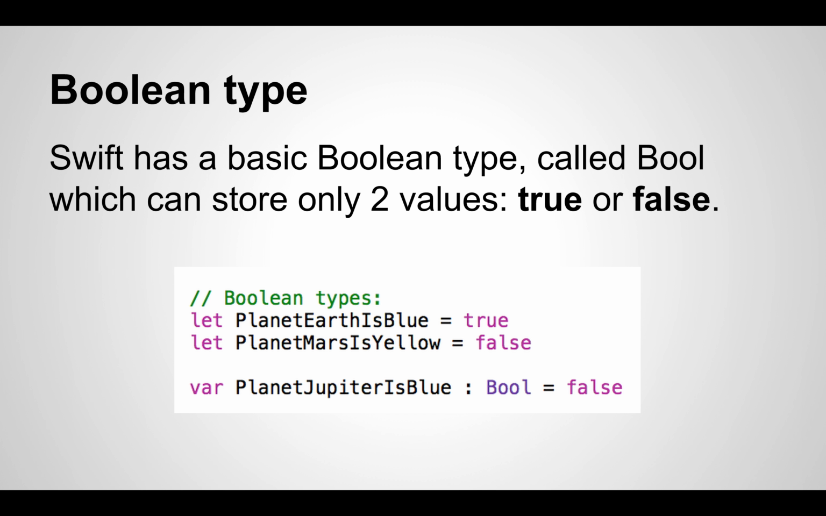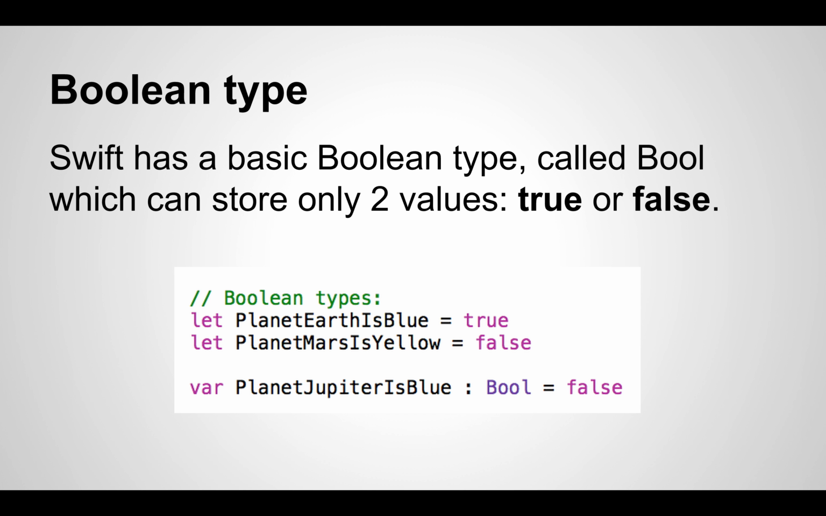So, for example, planet Earth is blue. And we put equal true, because yes, it is true, the planet Earth is blue. Now, planet Mars is yellow, that's false, so we put equal to false. Then var planet Jupiter is blue, we force it to be a Bool, saying that yes, the value can only be true or false. Okay, so in the first one we set it to true.